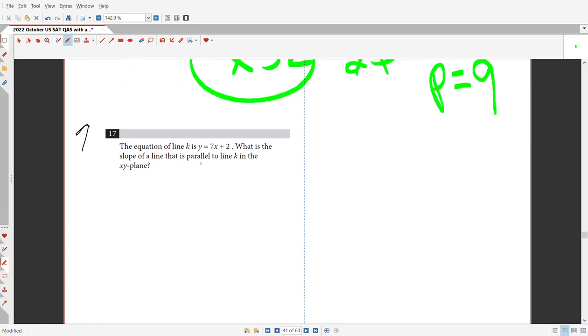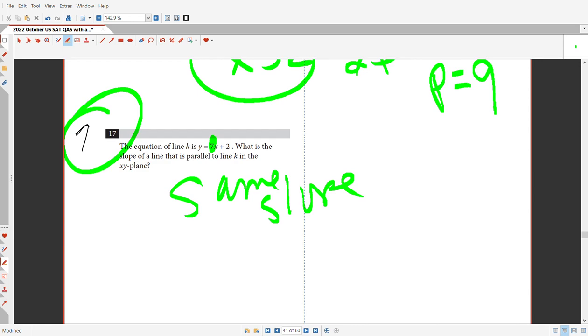Next one. What is the slope of a line parallel? How silly. 7. Parallel lines have the same slope. Next question.